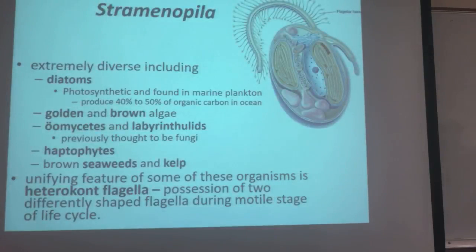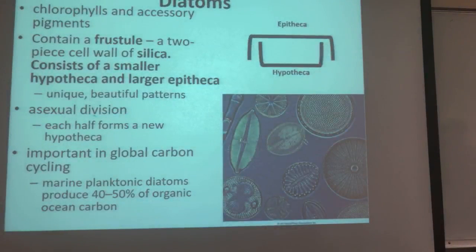And the Stramenopila, these are very diverse, aren't they? They include diatoms, algae, oomycetes, all this other stuff. But one thing they have in common is a heterokont flagella, so definitely know that. Diatoms, we talked about these. They've got a shell of silica. And you may want to know that the larger shell is called the epitheca and the smaller shell is called the hypotheca. You may want to know that.